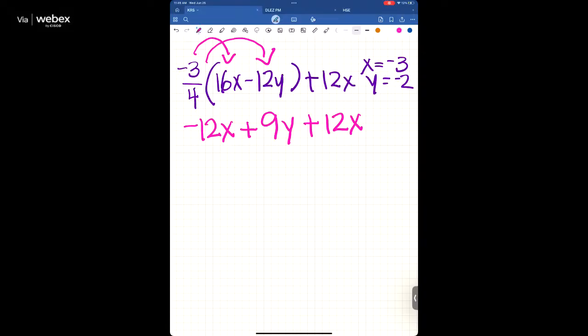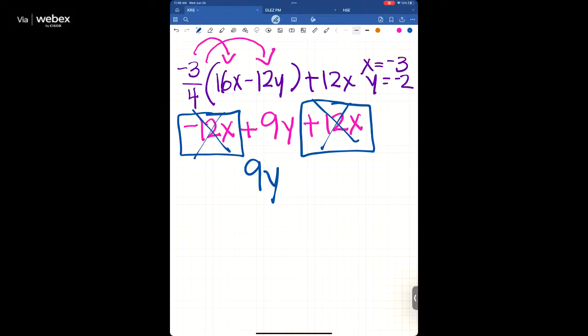Makes sense. So as I look at my problem, I have -12x plus 9y plus 12x. I have like terms, -12x and positive 12x. 12 minus 12 is 0. That cancels each other out, and I'm left with 9y. And my rule says y equals -2. So wherever I have a y, I'm going to put a -2. 9 times -2 is -18, and -18 is my answer.